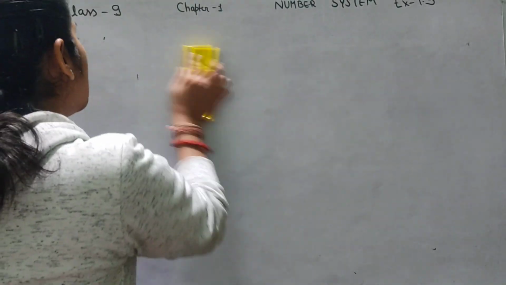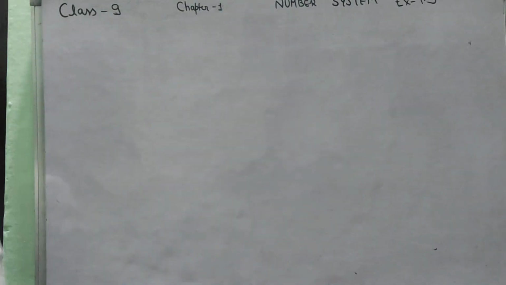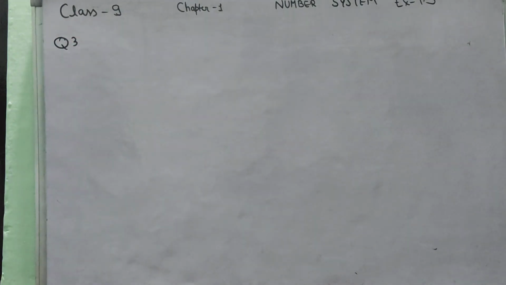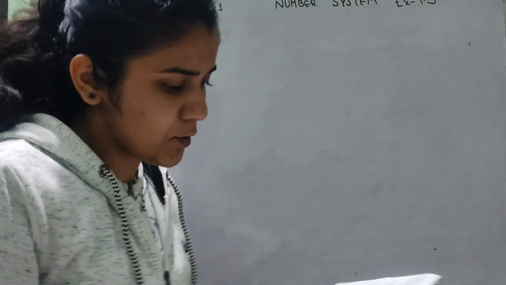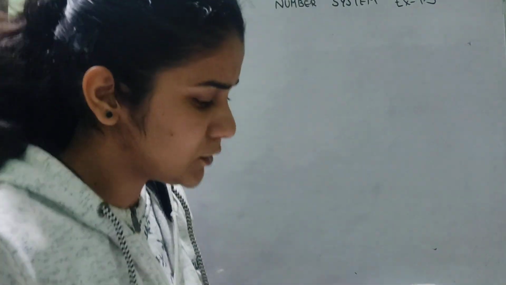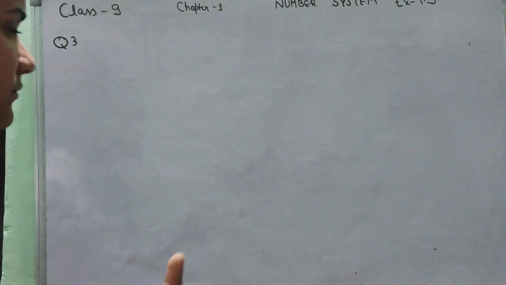Coming on to question number 3. Question number 3 is simply, express the following in p upon q, where p and q are integers and q should not equal 0. This is a nice question.